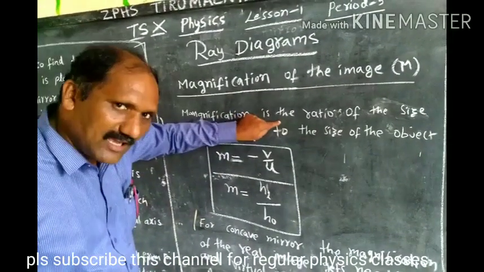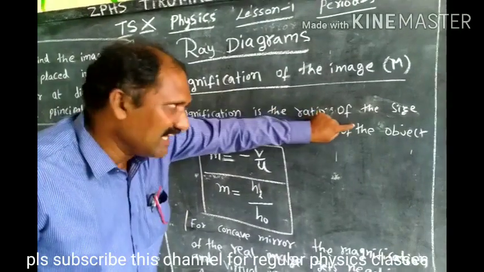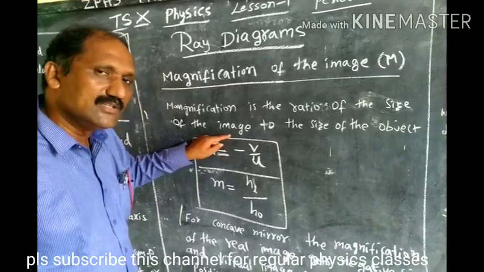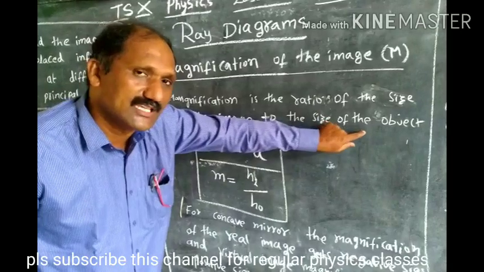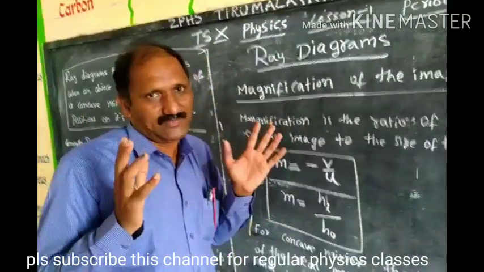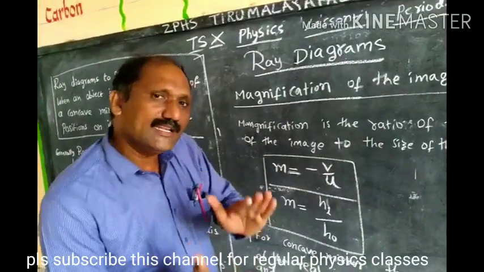Magnification is the ratio of the size of the image to the size of the object. How can we find it? Two ways are there: by taking the distances or by taking the heights.